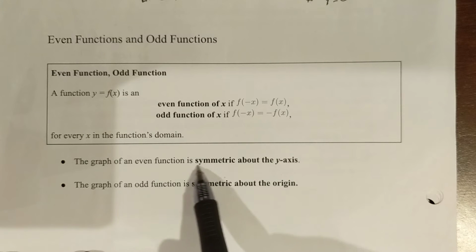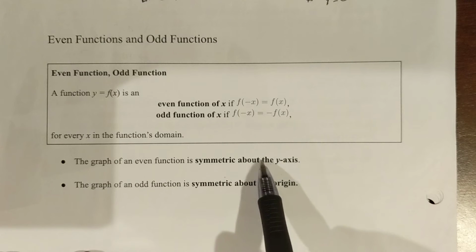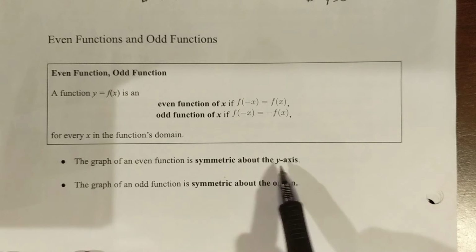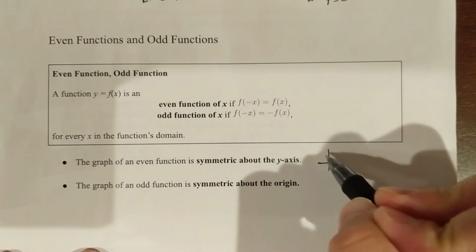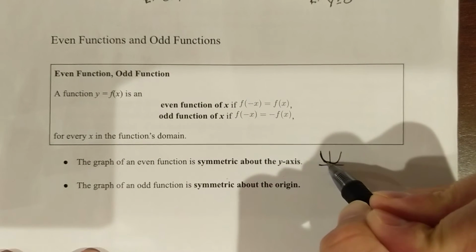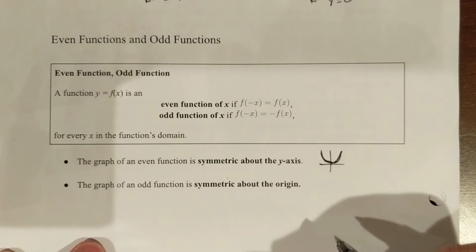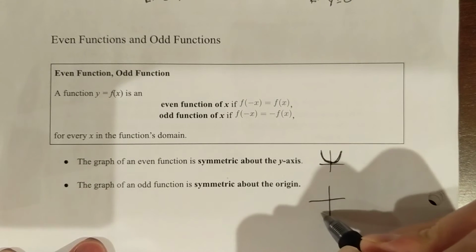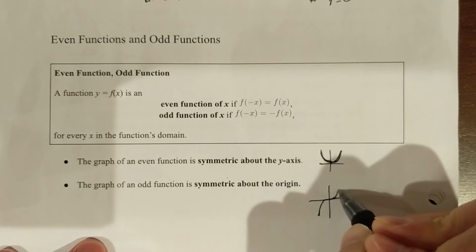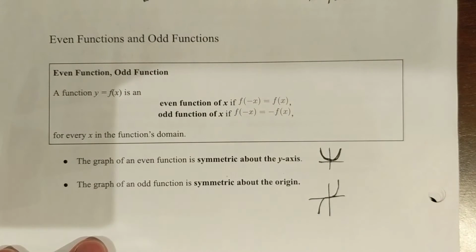So a graph of an even function is symmetric about the y-axis, meaning it's mirrored left to right. It's like a parabola. An odd function is symmetric about the origin, meaning it's mirrored like this. The upper right and the lower left are the same.